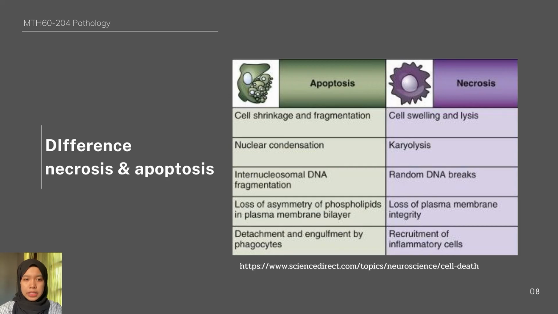And this slide shows you the difference in cell death between necrosis and apoptosis. In apoptosis, the cell shows shrinkage and fragmentation, and in necrosis, the cell shows swelling and lysis. For the nucleus, in apoptosis the nucleus shows condensation, but in necrosis the nucleus shows karyolysis. And apoptosis shows detachment and engulfment by phagocytes, but necrosis shows recruitment of inflammatory cells.